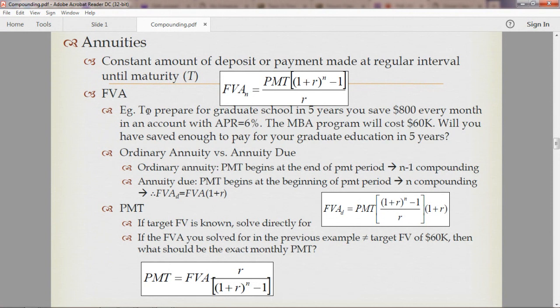An example like this. So let's say you're planning to go to graduate school in 5 years. Okay, you thought about an MBA program. So it will take at least 5 years to get your bachelor's. I mean, 4 to 5 years, right, to get your bachelor's first. But let's make it 5 years just to be on the safe side.